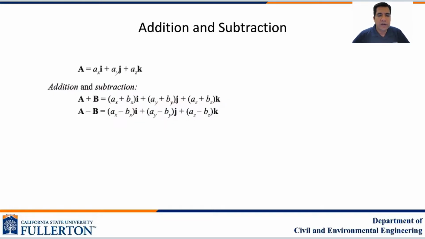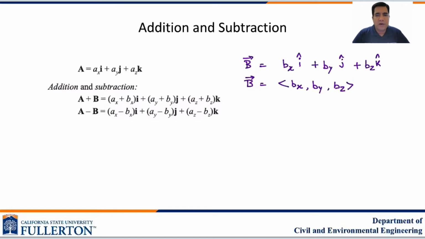If you have two vectors, for example, an A and a B vector, and you want to add or subtract them, all you have to do is simply add or subtract their x, y, z components, or what we call i, j, k components for a Cartesian vector. So you can add x components, y components, and z components to get the resultant vector, the addition or subtraction of two vectors. We can also write the vector in this form, where, for example, the B vector is given by bx, by, bz, and we put those three components inside inclined brackets.